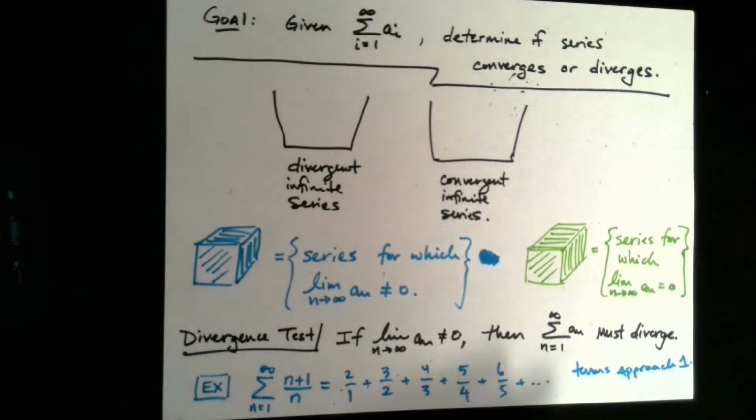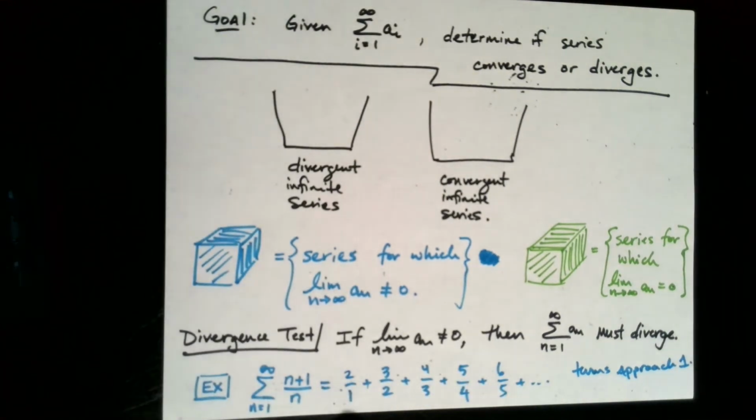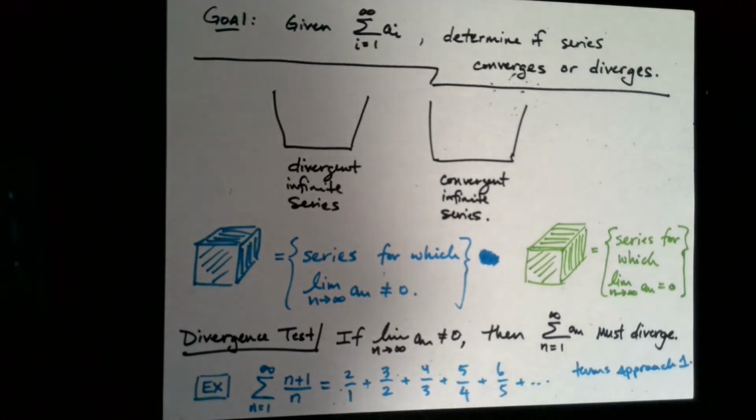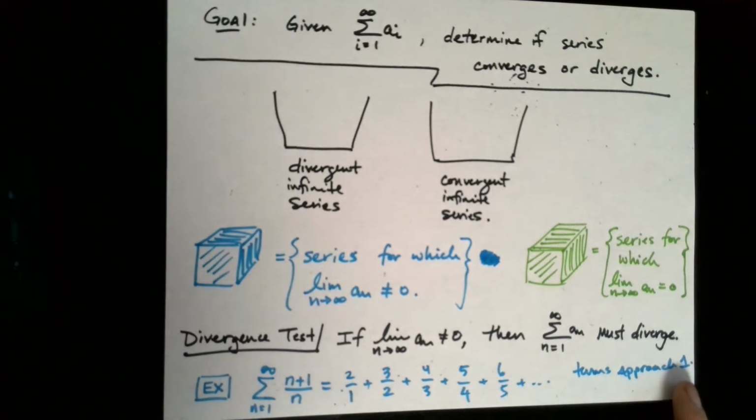Now, since the terms approach 1, which you can physically see, right? Because this first term is 2, and the next one is 1 1/2, and the next is 1 1/3, and the next is 1 1/4, and the next is 1 1/6. I mean, these terms are getting closer and closer to 1. But since the terms approach a value which is not 0, every time you're adding in something, you're adding something that is nearly 1 in value.